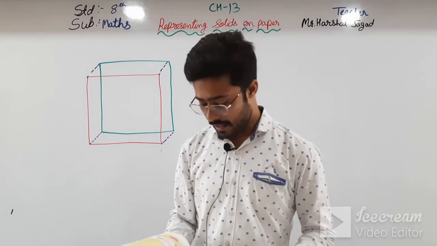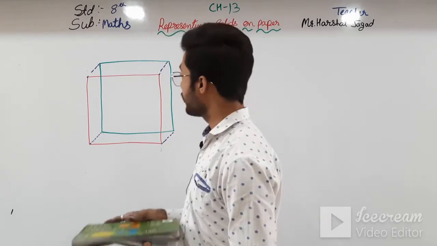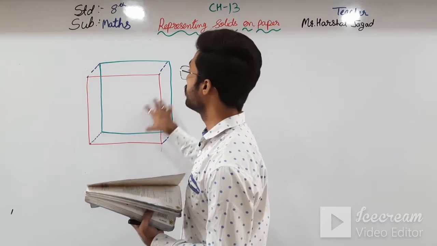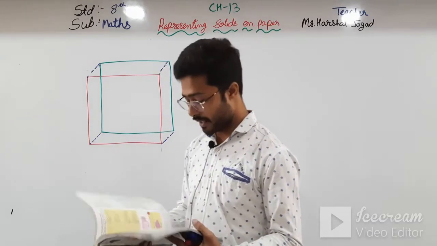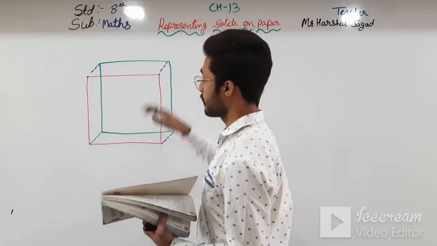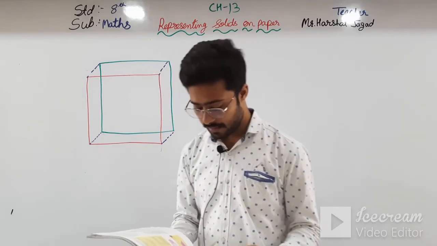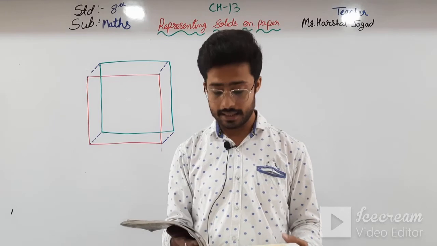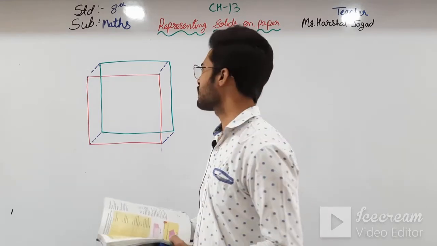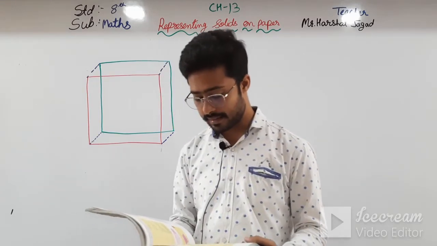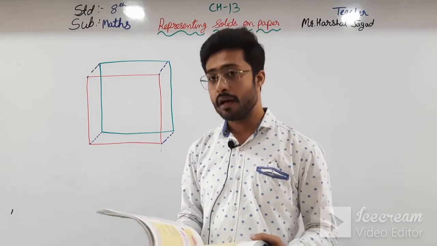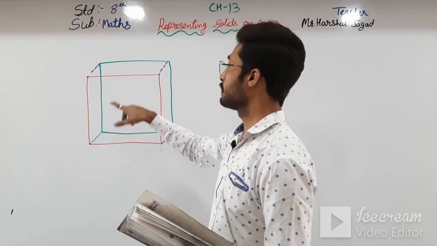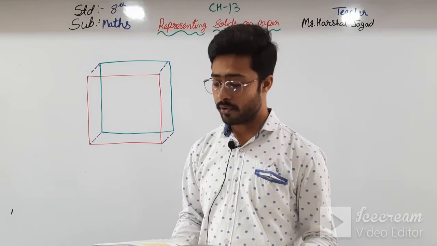See here, A is a solid figure. In A it is filled with color, and in figure B you can see this structure. A shows a solid, and B is its plane figure. So this is the plane figure which I have drawn over here.